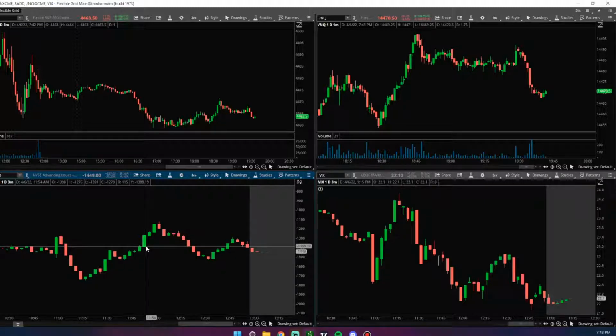You can also look at it for divergence. So like if you're in a trade, let's say I take calls and the ADD starts trending red, there's a good chance that my trade is going to turn around and go the opposite direction. So I might want to start looking at exiting the trade.